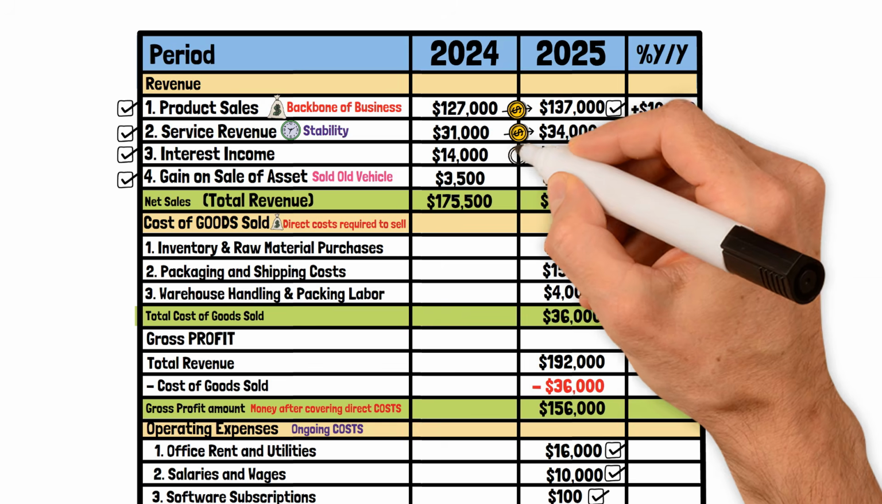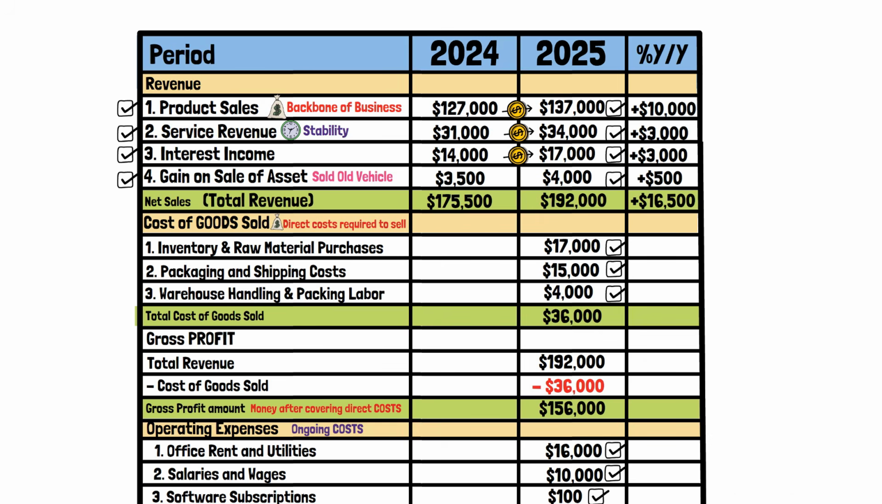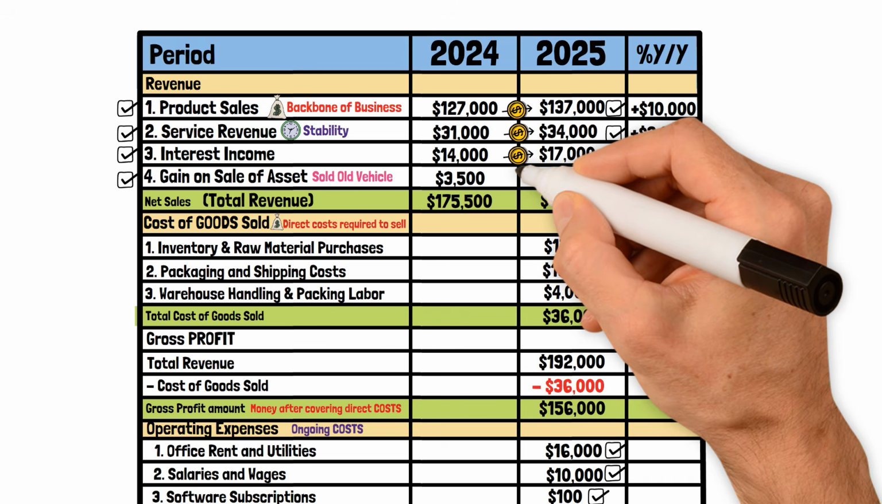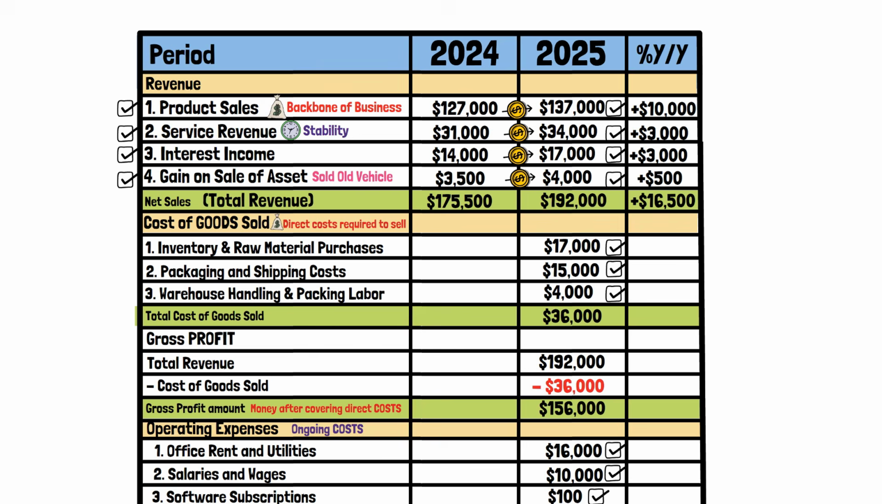service contracts. Interest income increased from $14,000 to $17,000, showing that the business maintained higher cash balances or used better savings instruments. Gain on sale of assets rose slightly from $3,500 to $4,000, which is not a core growth driver, but still added to overall income.